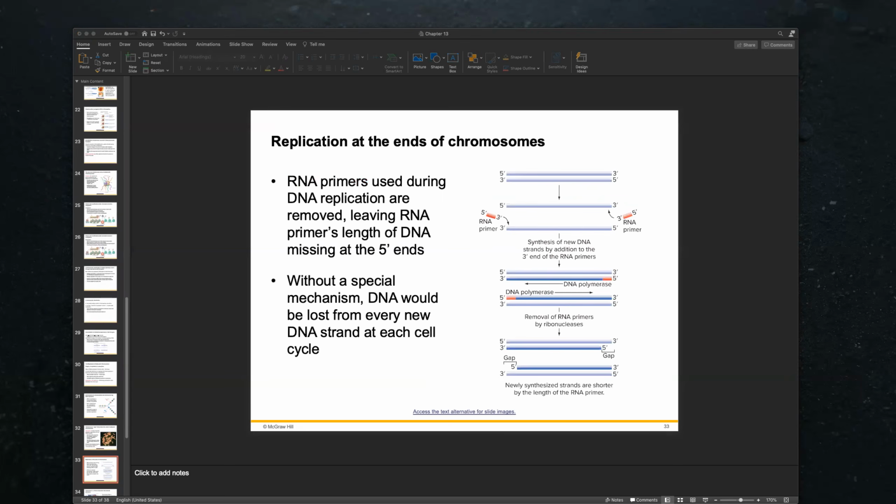All right, replication at the ends of the chromosomes. RNA primers used during DNA replication are removed, leaving a length of DNA missing at the 5' ends. So it's okay, the RNA primers are gone. When this happens, if there wasn't a special mechanism, the DNA would be lost each time it replicates itself.